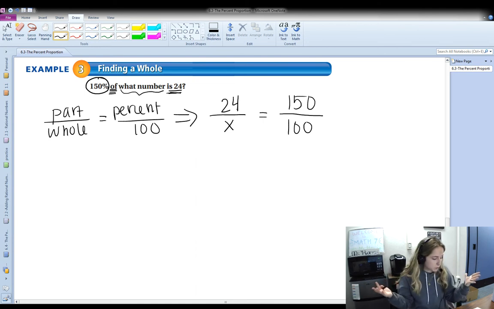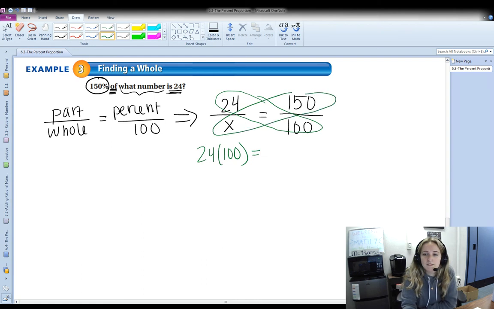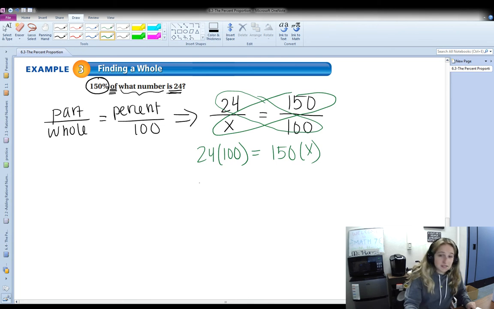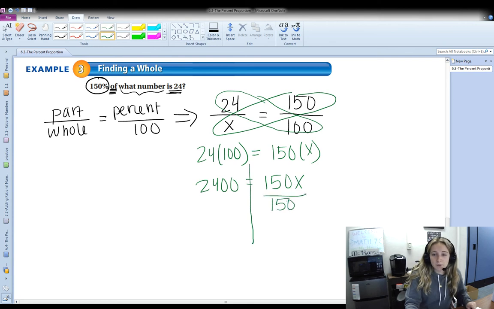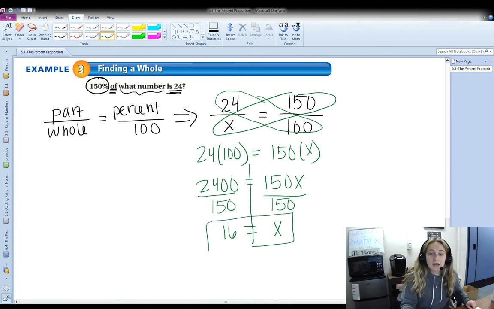Okay, so now we have our proportion set up. Let's do cross product in order to solve for x. So we're going to do 24 times 100 equals 150 times x. Okay, 24 times 100 is going to give me 2400 equals 150x. Again, you're going to solve for x. Divide both sides by 150 because you always want to divide by the number that's attached to the x. And that's going to leave you with x equals 16. Okay, so that means 16 is our whole.